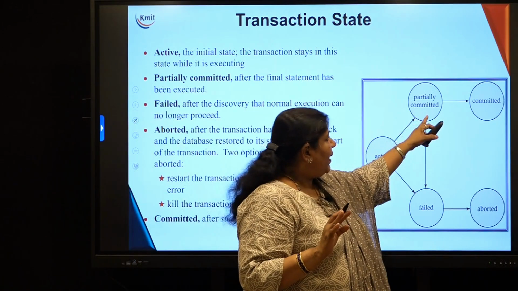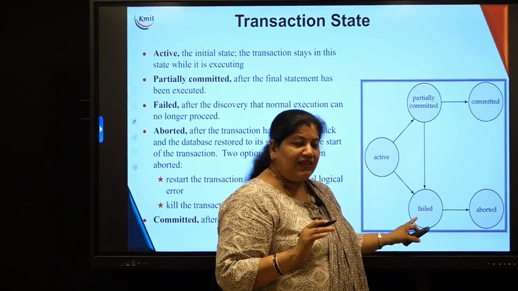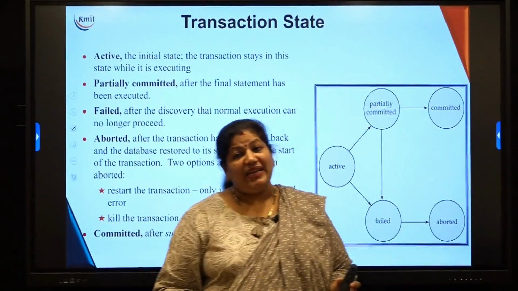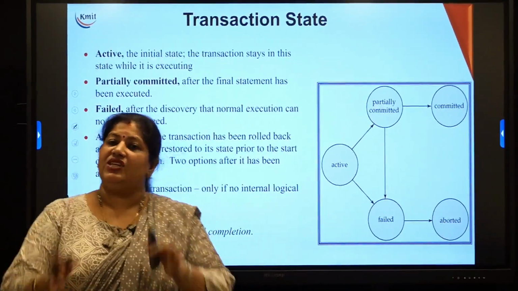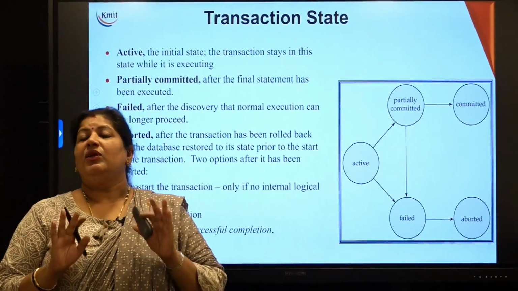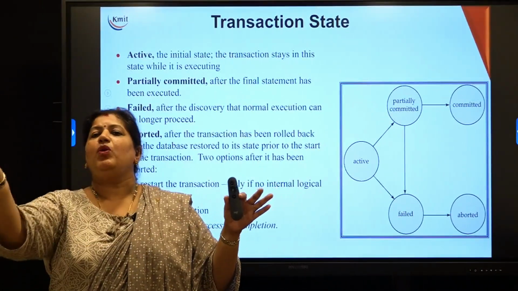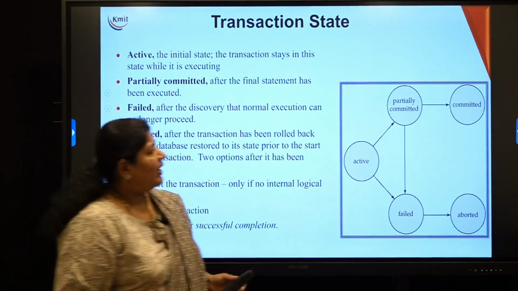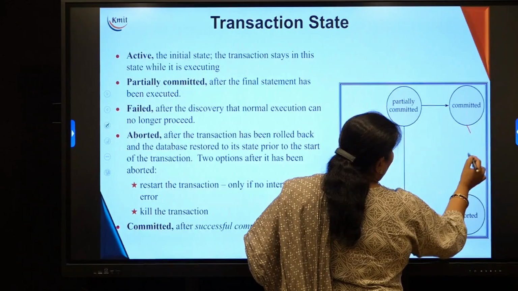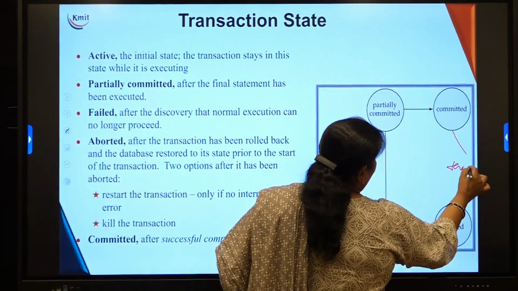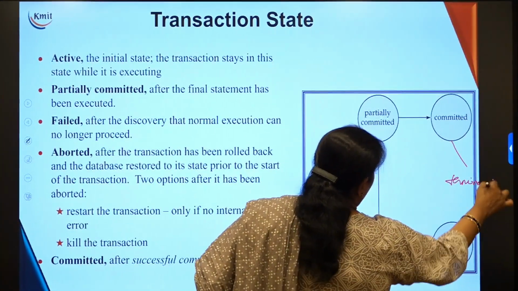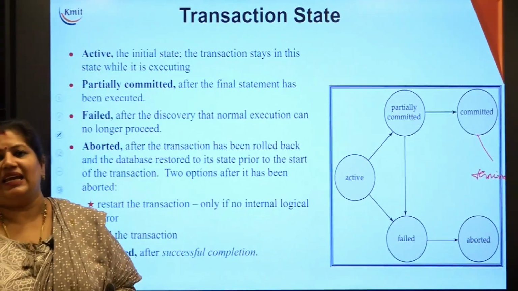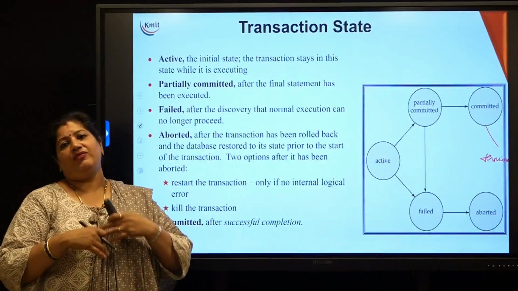And after partially committed, if it doesn't fail, it goes into a committed state where I am making the changes permanent to the database so that it is durable. I won't be able to change it. I will not lose the data anymore. And finally, after this, it is in the terminated state. The terminated state is where all the resources that you have used, you will release.